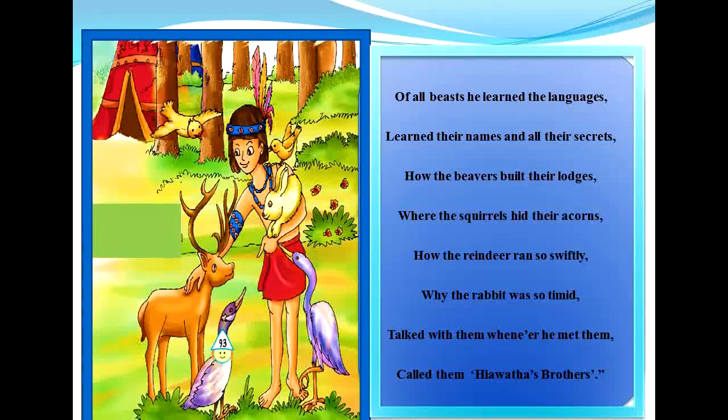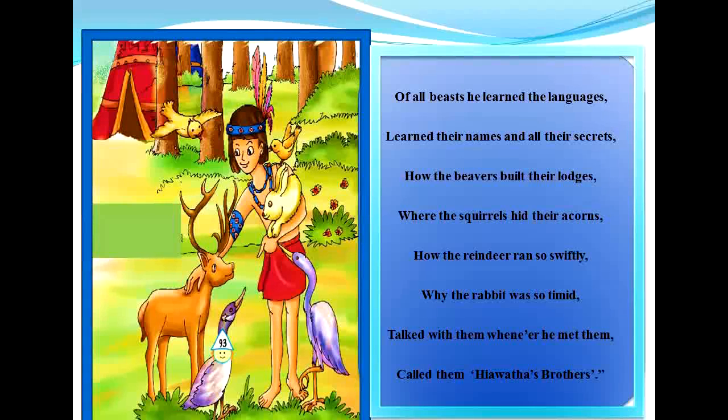So children, this poem explains the interesting story of a red Indian boy named Hiawatha, who was in love with birds and animals. His understanding of birds and animals was so deep that he learned their languages. As a result, he was aware of all their secrets. He would often talk to these animals and birds whenever he met them. And these birds and animals also reciprocated their love for Hiawatha.